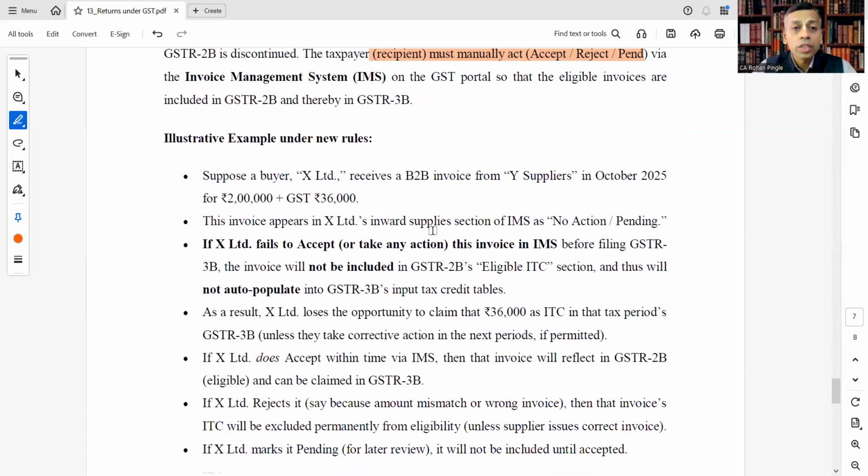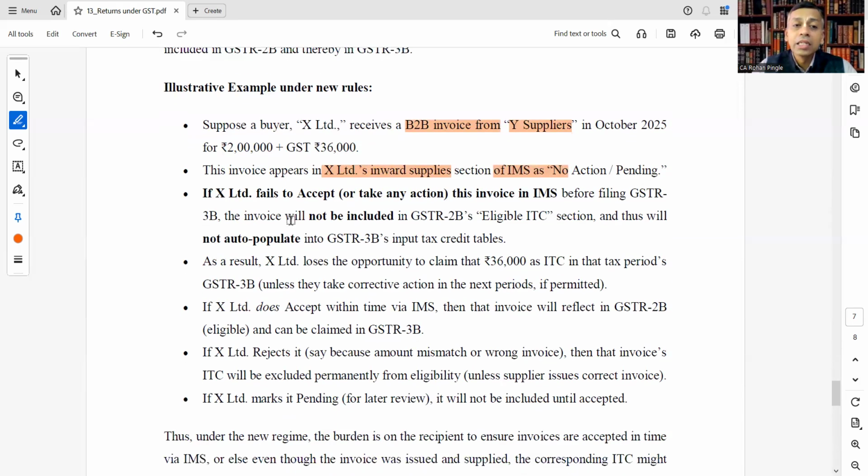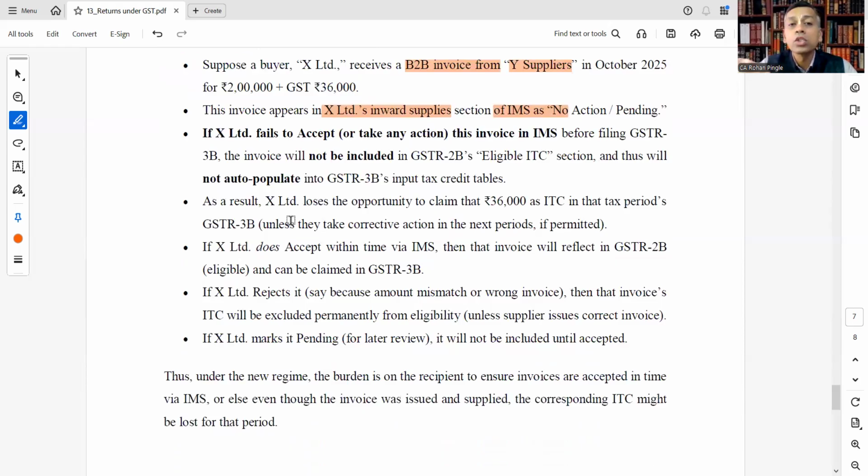So let's see an illustrative example under the new rules. Suppose a buyer, X Limited, receives a B2B invoice from Y supplier in October 2025 for rupees 2 lakhs plus GST of 36,000. This invoice appears in X Limited's inward supplies section of IMS as no action or pending. If X Limited fails to accept or take any action on this invoice in IMS before filing GSTR 3B, the invoice will not be included in 2B's eligible ITC section and thus will not auto-populate into 3B's input tax credit tables.